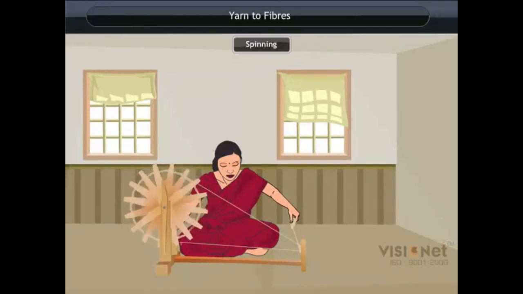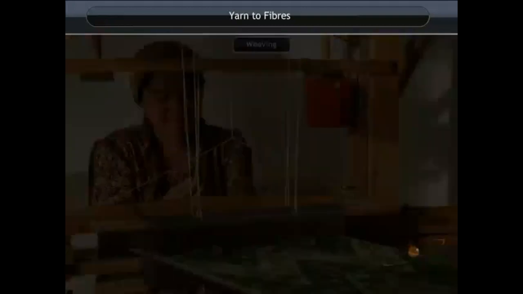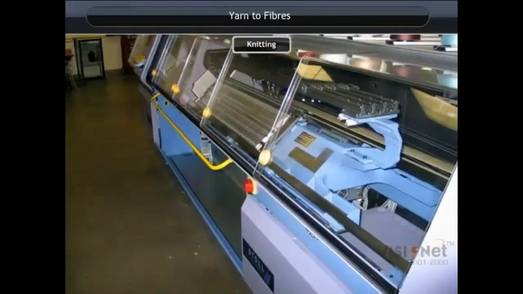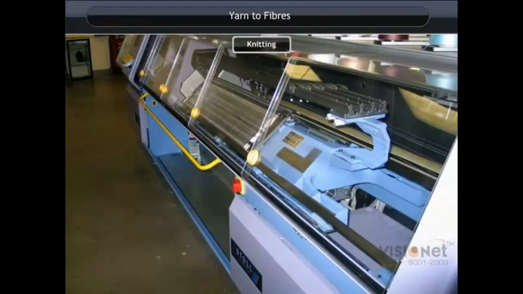Weaving. The process of arranging two sets of yarns together is called weaving. It is done by a machine called loom, hand loom or power loom. Knitting. In knitting, a single fiber is used to prepare a fabric. It can be done by hands or by machines.